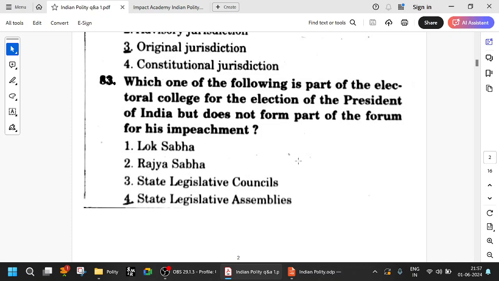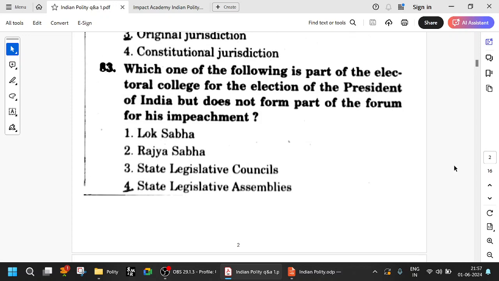State legislative councils don't participate in the election or impeachment of the president. So for the election of the president, all those who are directly elected, and for the impeachment, only those who are part of the parliament, that is Lok Sabha and Rajya Sabha.